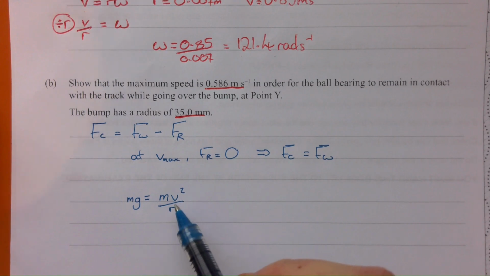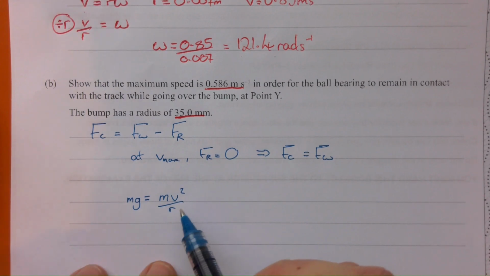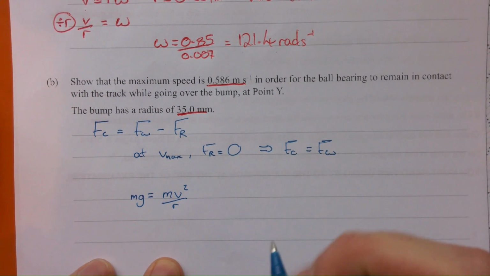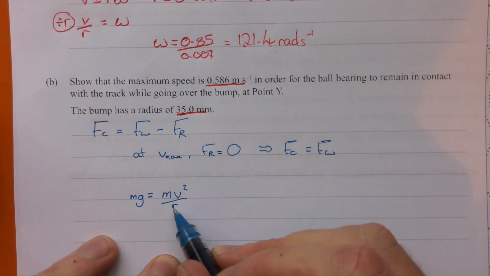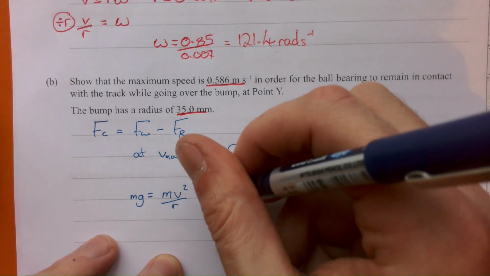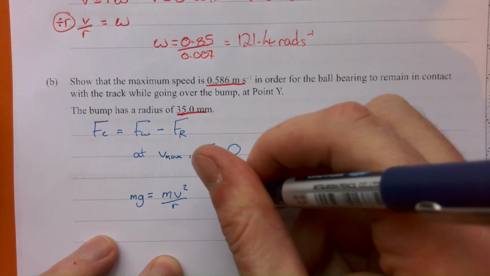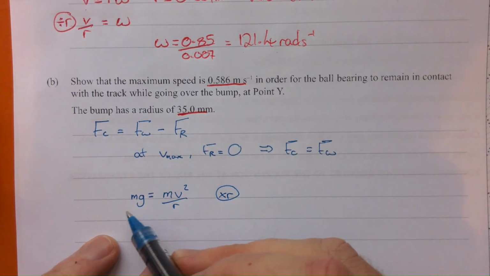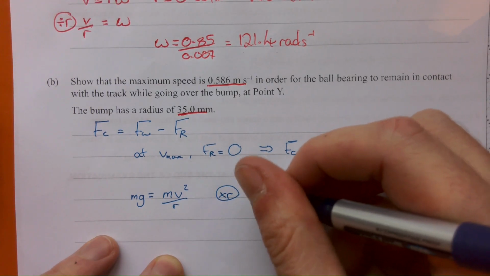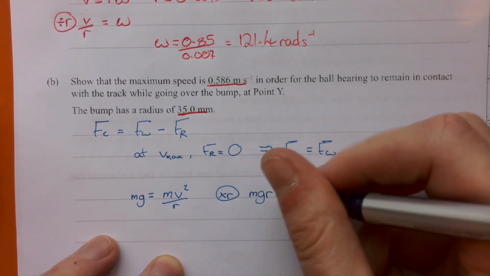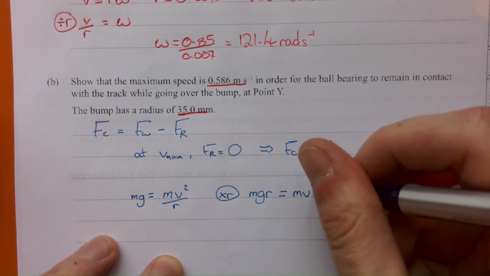Now we want to calculate the velocity, so we're going to rearrange this to get the v on its own, which is a little bit of a process. We're dividing both the right hand side by r, and that's the first thing we're going to get rid of. We're going to multiply both sides by r. If you multiply mg by r, you just get mgr. That is equal to mv squared.